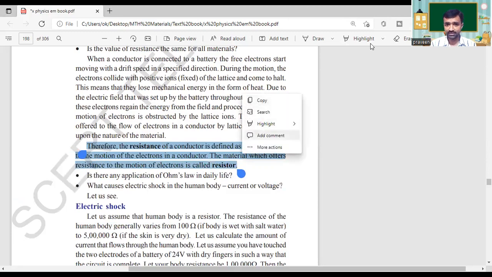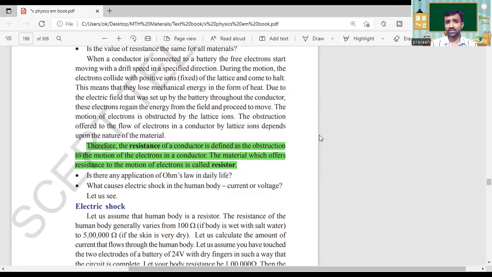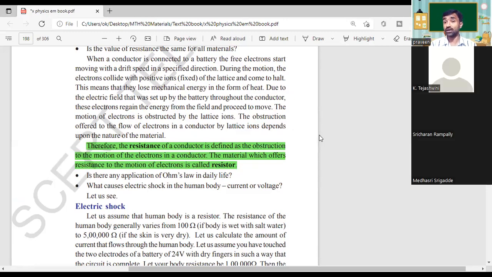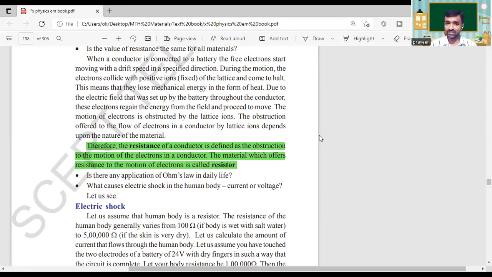So I am highlighting that on the screen. The resistance of a conductor is defined as the obstruction to the motion of the electrons in a conductor. The material which offers more obstruction to the flow of charges, the material which can obstruct more amount of charges, that we can call a resistor. So resistance and resistor, both you got.